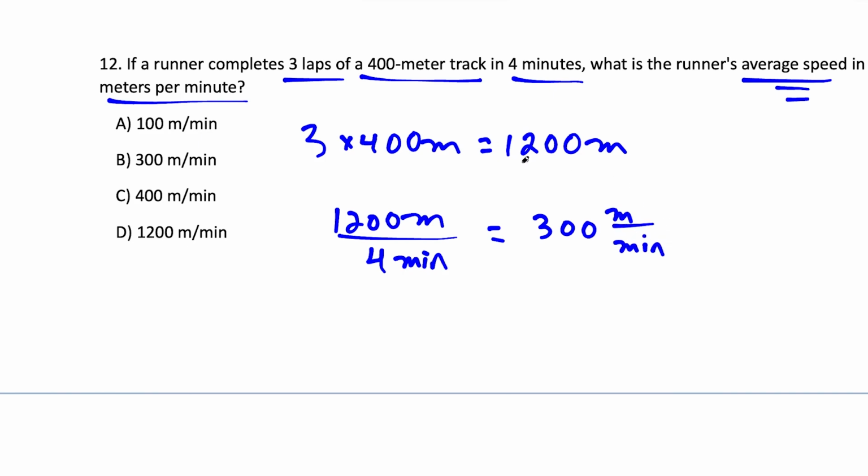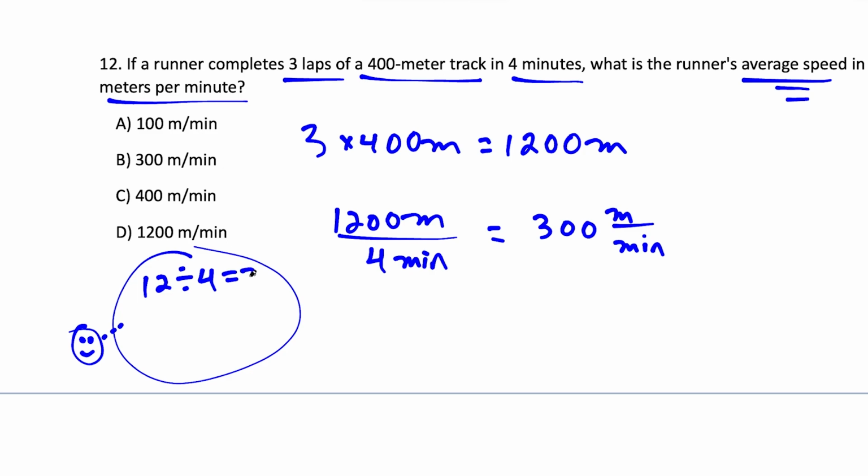Now, one thing here, just in case this mental math didn't make sense, what you're doing essentially is you're just thinking about what is 12 divided by 4. And 12 divided by 4 is equal to 3. So if I just keep adding zeros here, like let's say I say 120 divided by 4 and I'll write it as a fraction, this would be 30. So 1,200 divided by 4 would be a 3 with 2 zeros. We would have 300 meters per minute. And this would match up with choice B.